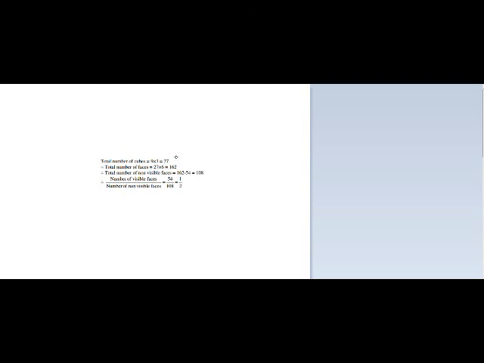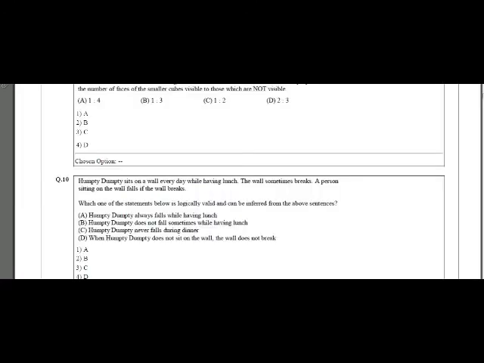So each cube has 6 faces, so that is 27 into 6, which is 162. So non-visible faces is 108 and visible faces is 54. So the answer is simple, 54 by 108. The answer is 1 by 2, which is given here, option C.